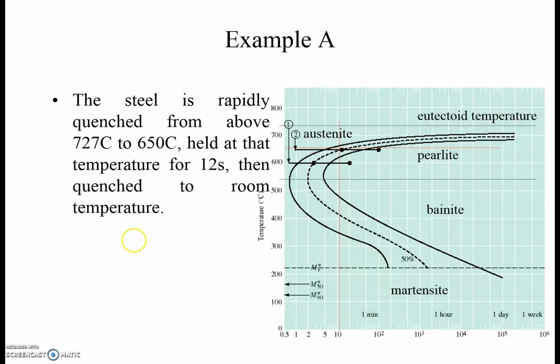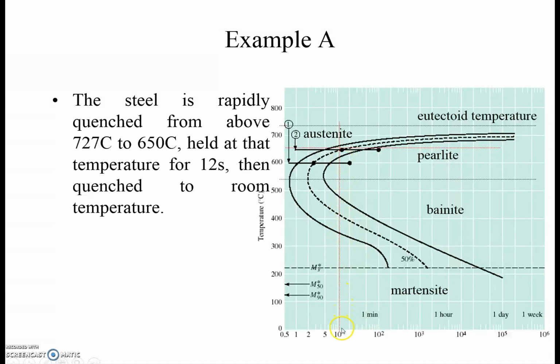Okay, a few examples. We'll go through a few more examples. Steel is rapidly quenched from above 727 to 650, held at that temperature for 12 seconds, then quenched to room temperature. So we're at 727 or slightly above it. We go down to 650, which is about here, and we hold it for 12 seconds. Holding for 12 seconds is going to take us to about this point.